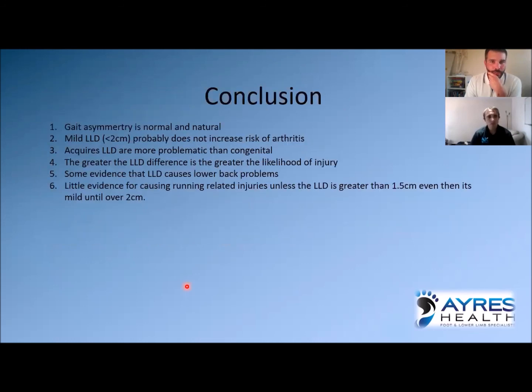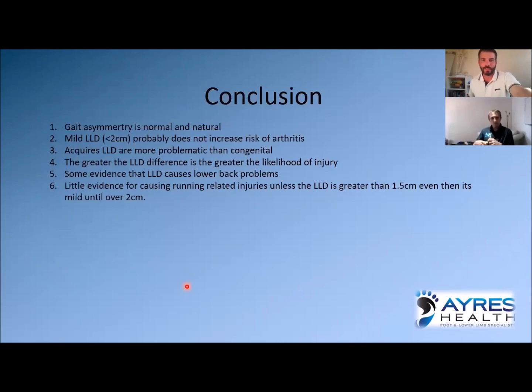Okay, so just to sum things up, gait asymmetry is normal and natural. Mild limb length difference, less than 2 centimetres, probably doesn't increase risk of arthritis. Acquired leg length differences are more problematic than congenital, so people that have had it all their life are less likely to have a problem with it than somebody that picks it up later on from a break or a joint replacement.